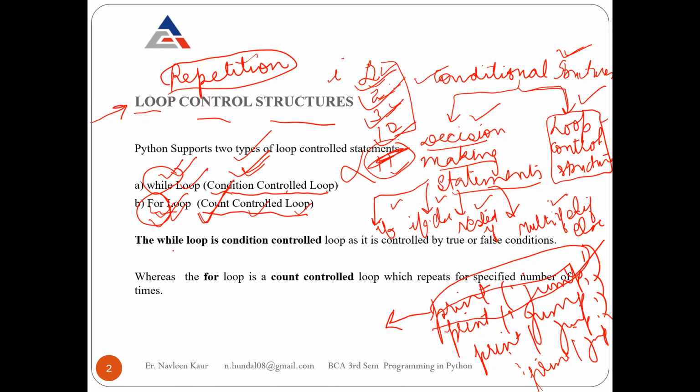So the same thing is mentioned here, that the while loop is a condition controlled loop, as it is controlled by true or false conditions, right? If it is true, the loop will run. If the condition is false, the loop will stop. Whereas the for loop is a count controlled loop and it repeats for a specified number of times. If I have mentioned the count 10, it will repeat itself 10 times. And for the 11th time, it will automatically stop.